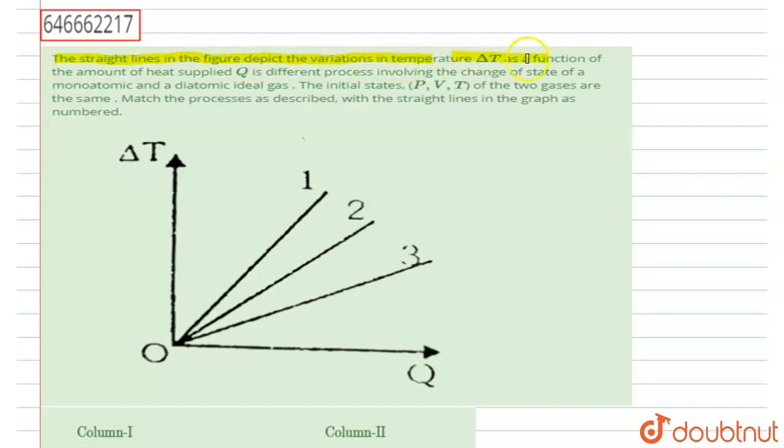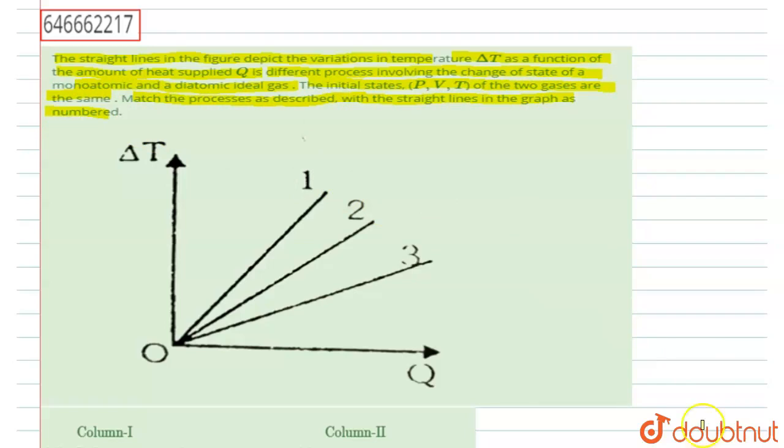Hi, in this question it is given that the straight lines in the figure depict the variation in the temperature delta T as a function of the amount of heat supplied Q in different processes involving the change of state of monoatomic and diatomic ideal gases. The initial states P, V, T of the two gases are the same. Match the processes as described with the straight lines in the graph.